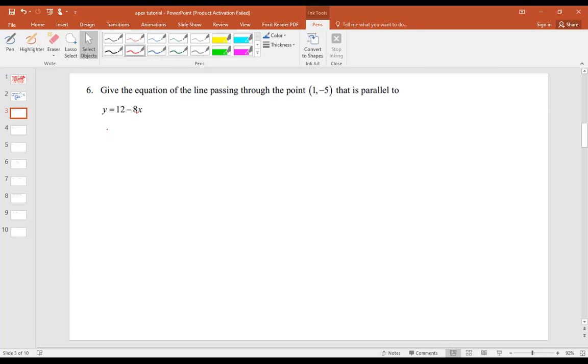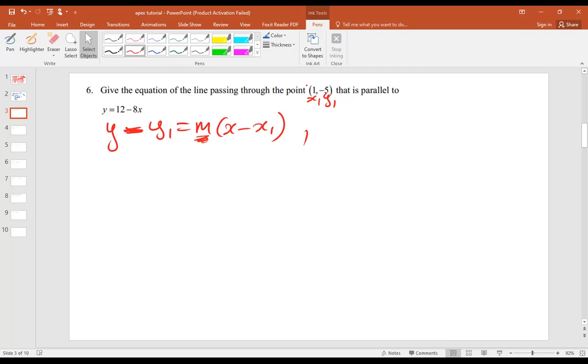The first thing that you need to find is the gradient. Remember, the equation of a straight line is y minus y1 is equal to m times (x minus x1). So the most important thing that we need is the gradient, because we've been given the values of x1 and y1. What is remaining for us to find in order to find the equation is just the gradient. So how do we find this gradient?